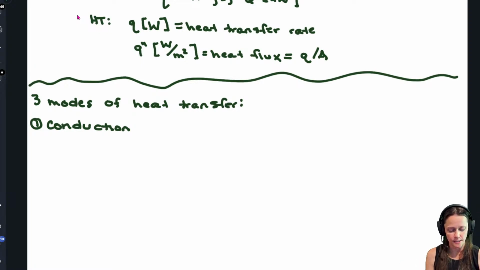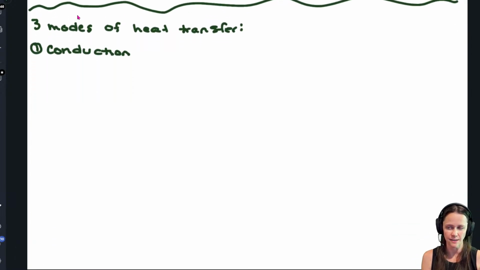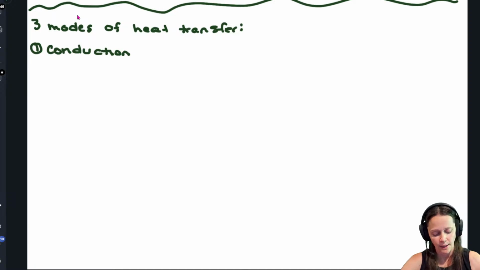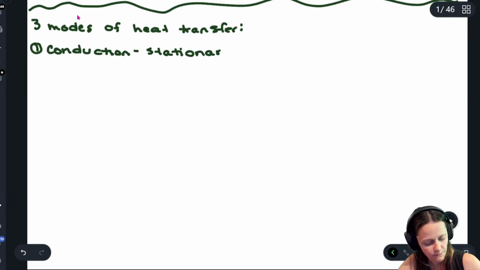Conduction is due to molecules that are at a higher temperature, so they have more thermal energy. They're vibrating, and they'll knock into the lower energy molecules next to them and transfer their energy that way. So that's conduction. I'll put this as heat transfer through a stationary medium.